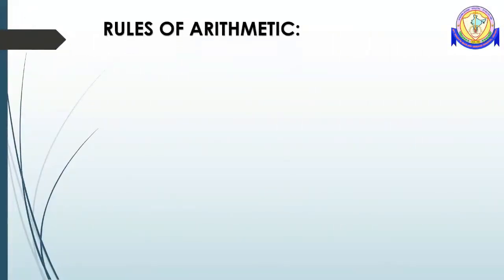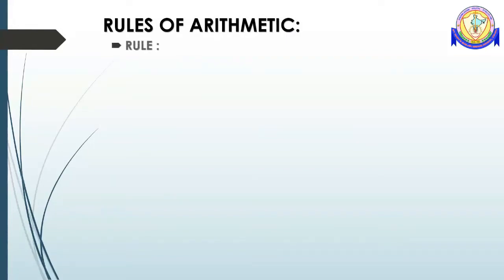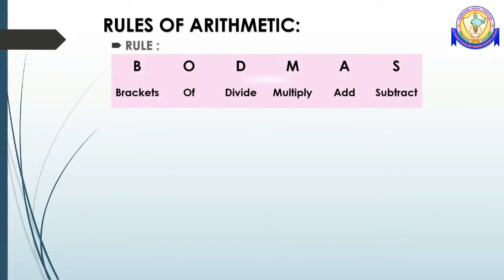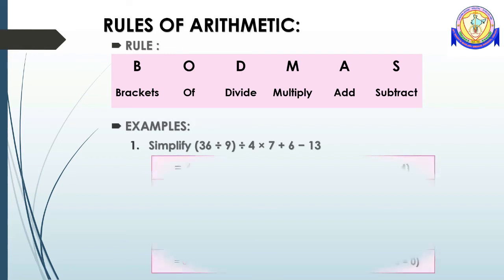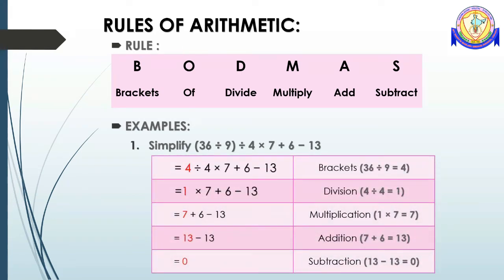Now we will see the rules of arithmetic. Here the rules are given, that is brackets, of, divide, multiply, add and subtract. Shortly we will say it as BODMAS. Here one problem will be given to you. You have to simplify the problem based on BODMAS. Here I have taken one example. First you have to solve the brackets, then the division, then the multiplication, then addition and then subtraction.